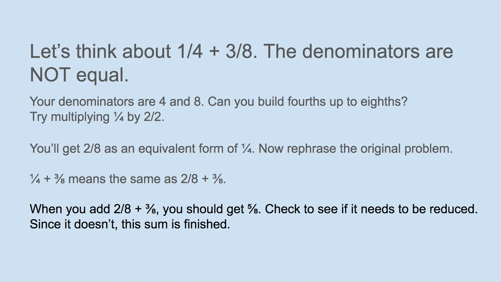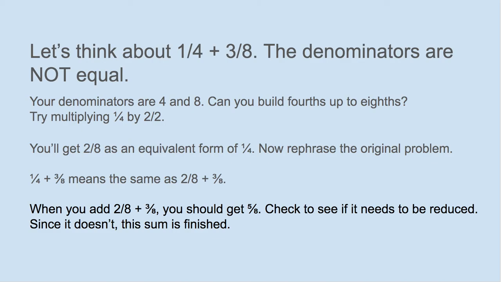Let's think about 1/4 plus 3/8. The denominators are not equal. Your denominators are 4 and 8. Can you build fourths up to eighths? Try multiplying 1/4 by 2/2. You'll get 2/8 as an equivalent form of 1/4.